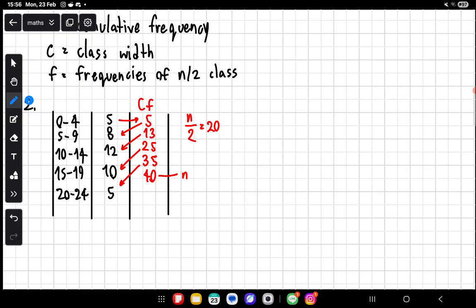Now, what is the number that's closest to 20? 25 is 5 away from 20, and 13 is 7 away from 20. Therefore, we will be using 25. Which means that we will be in this zone.